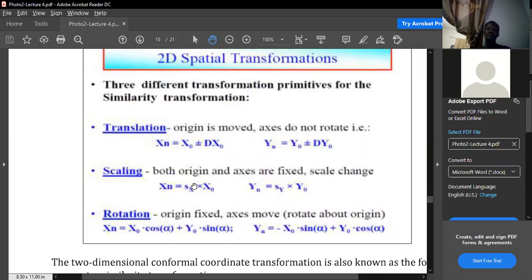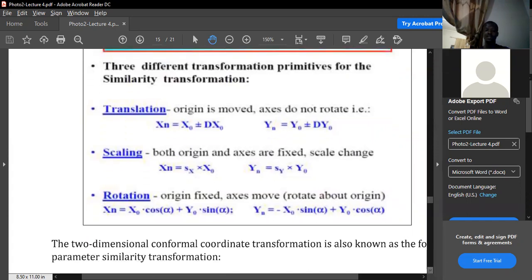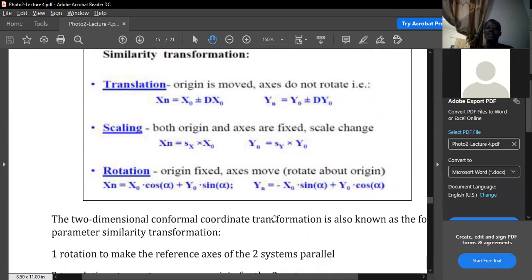So scaling, look at it very carefully and appreciate it. We multiply to scale, we add to translate, and then to rotate, we make use of the rotation matrix: cos, sine, cos. Okay, and then we are good to go. We'll be getting a new set of what? Coordinates. This is also known as a two-dimensional conformal coordinate transformation.